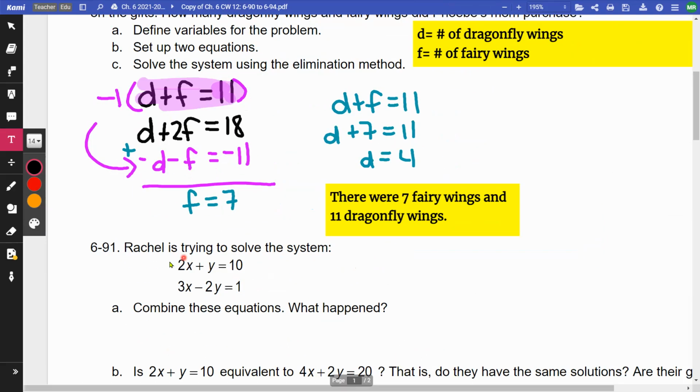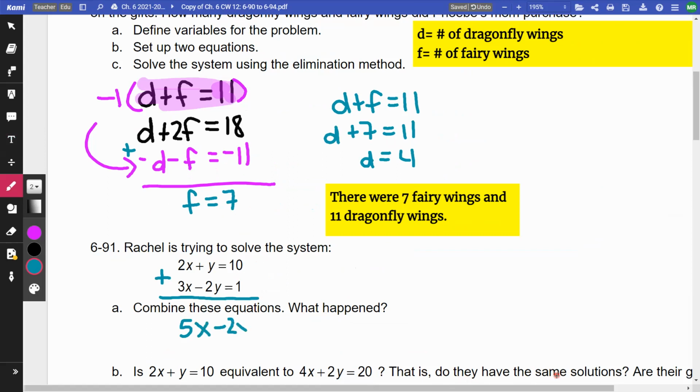So in the next problem, they're asking us, since Rachel's trying to solve the system, combine these equations, what happened? Now, they're asking us to combine them so that we understand that when we solve systems, we don't just automatically add them up and go on our merry way. Because if I add this up, I get a 5x minus y equals 11. If I was to add 2x with 3x, I get 5x. Y and a negative 2y, I get a negative y. 10 and 1, I get 11. Nothing canceled out.